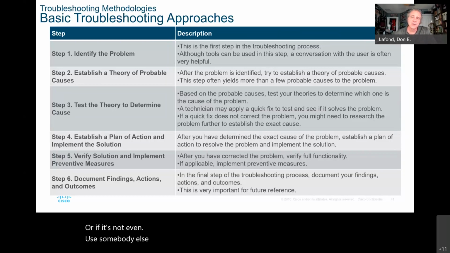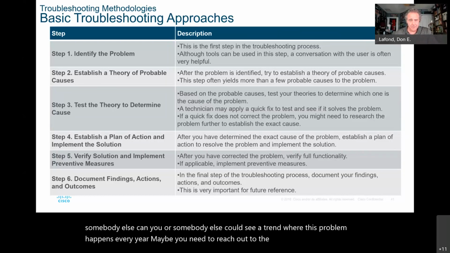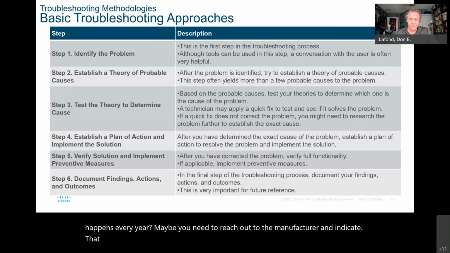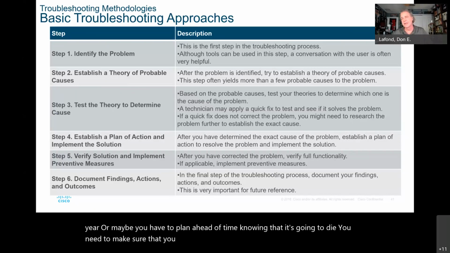And then you can go back, or if it's not even you, somebody else can, let's say you've moved on to another company, another job, you or somebody else could see a trend where this problem happens every year. Maybe you need to reach out to the manufacturer and indicate that they need to do some research into why their product is dying every year. Or maybe you have to plan ahead of time, knowing that it's going to die. You need to make sure that you have spares on hand to correct that problem.